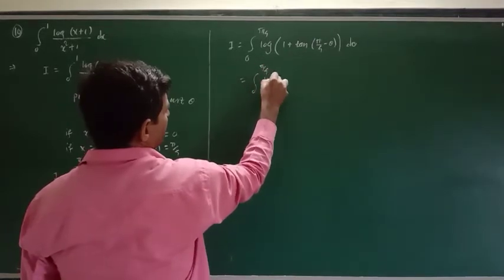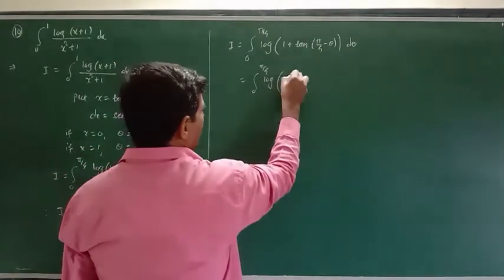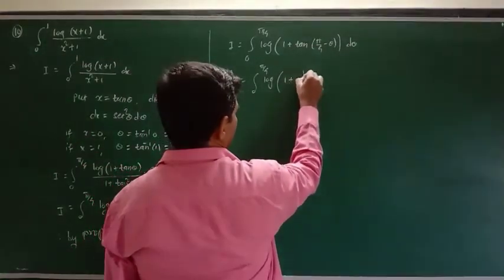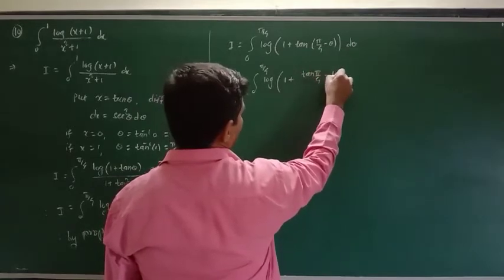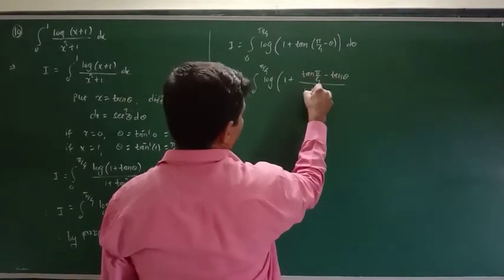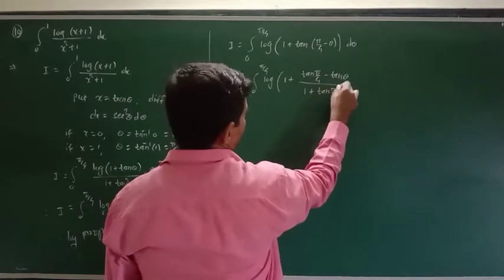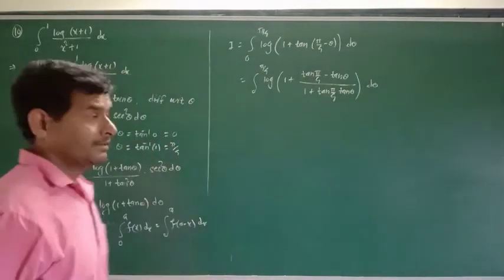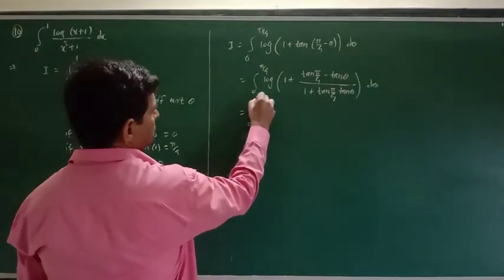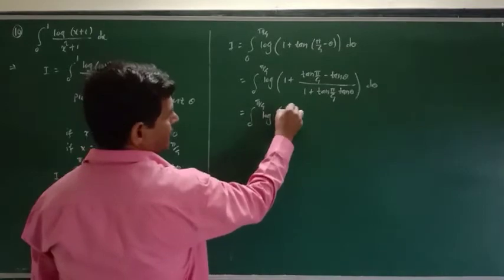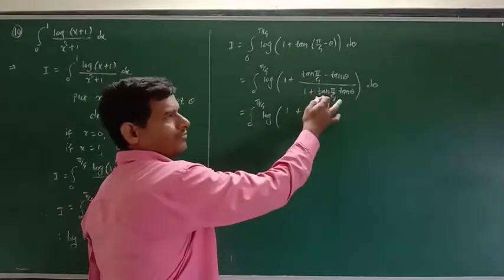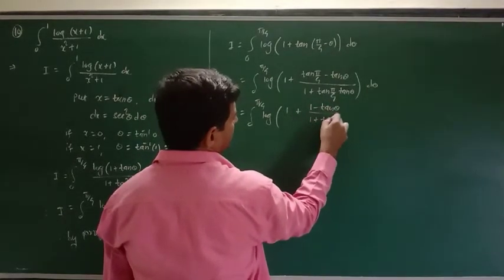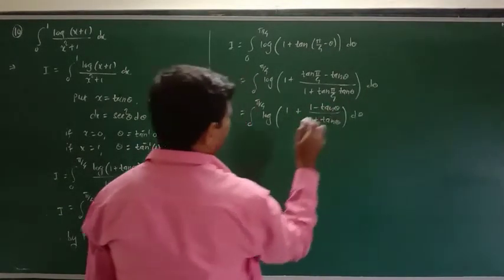So 0 to pi by 4 log of 1 plus, what is the formula for tan of (pi by 4 minus theta)? It is (tan pi by 4 minus tan theta) upon (1 plus tan pi by 4 into tan theta). Okay, clear? Now 0 to pi by 4 log of 1 plus, tan pi by 4 value is 1. So 1 minus tan theta in the numerator and 1 plus tan theta in the denominator, d theta.